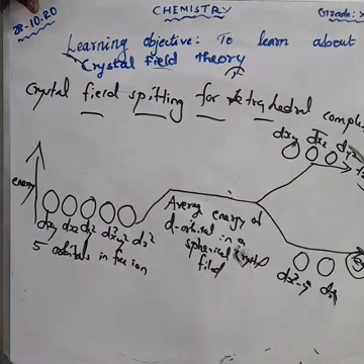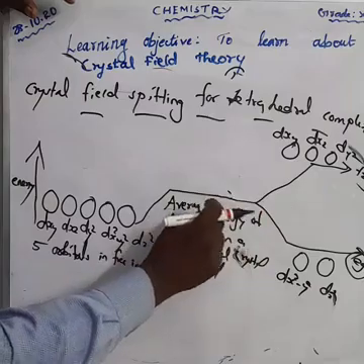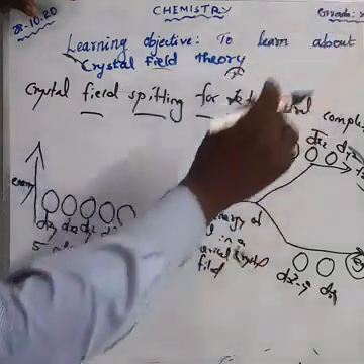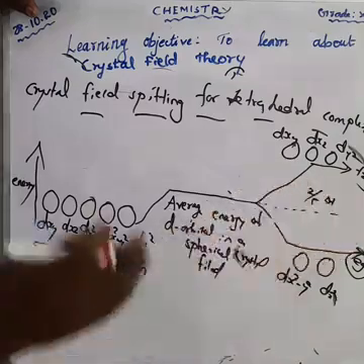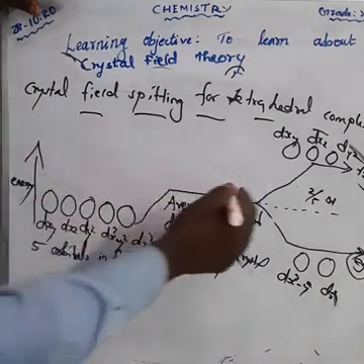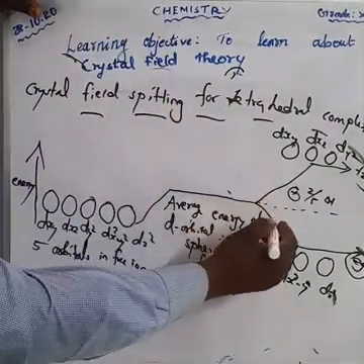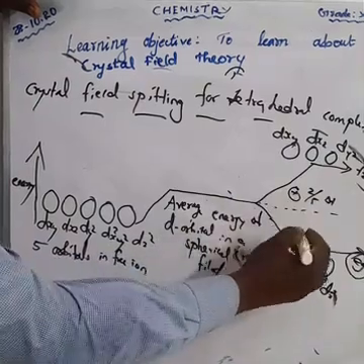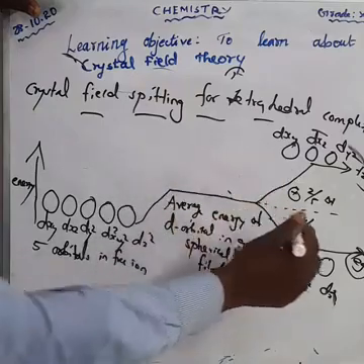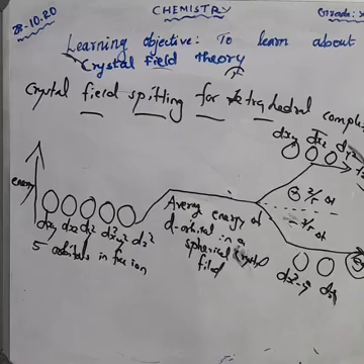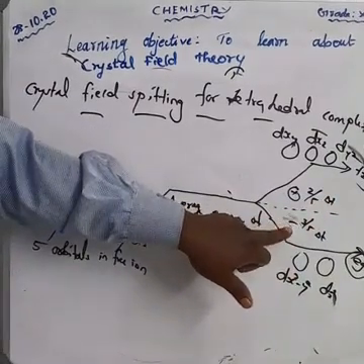Don't forget the value. You should give the value. The energy of the orbitals increases by 2 by 5. Increase means we give the plus value, plus 2 by 5 delta T. Decrease means we give the minus value, minus 3 by 5 delta T. The first one's energy level increases by plus 2 by 5 delta T, and the second decreases by minus 3 by 5 delta T.